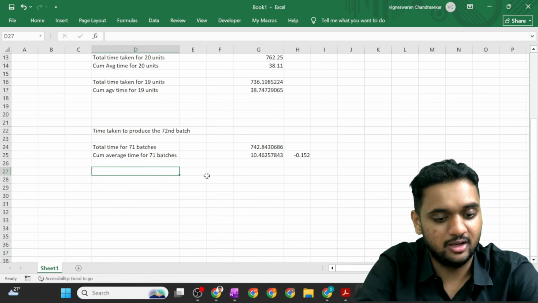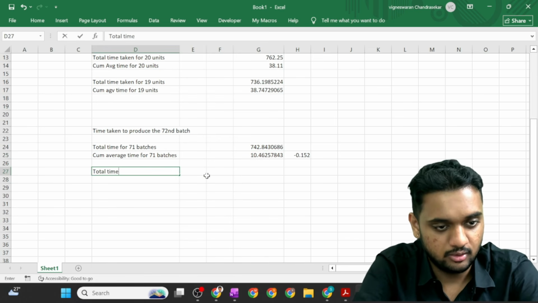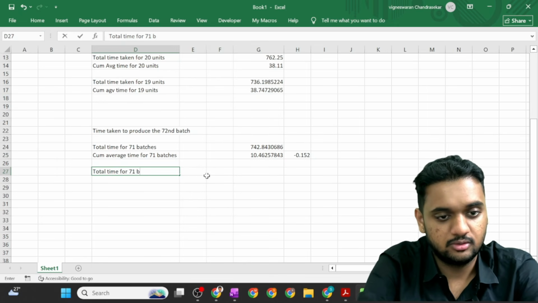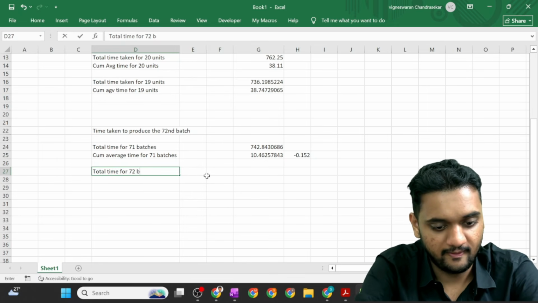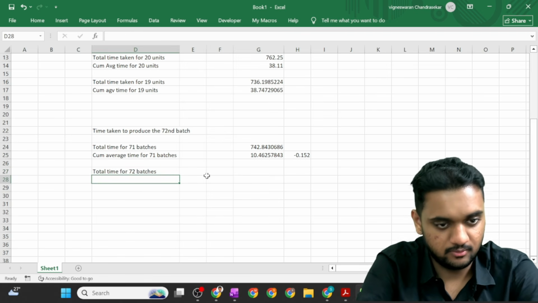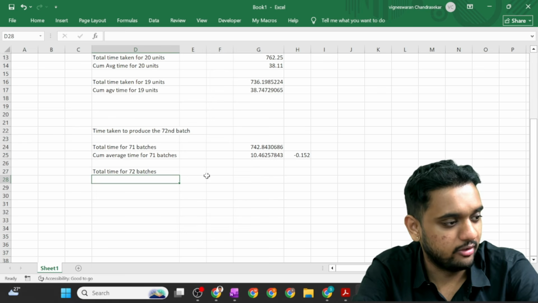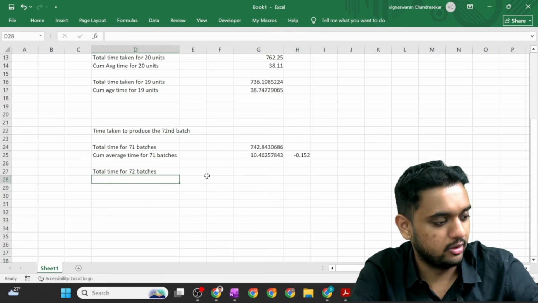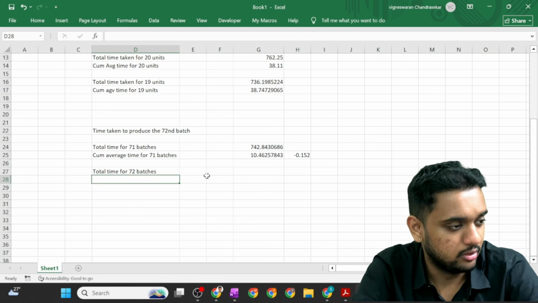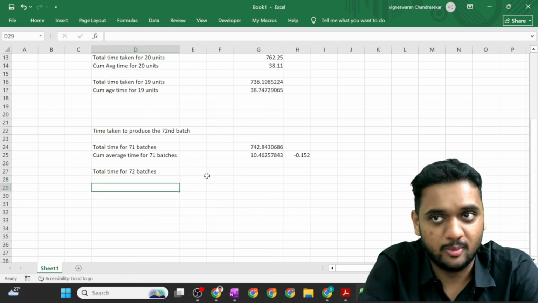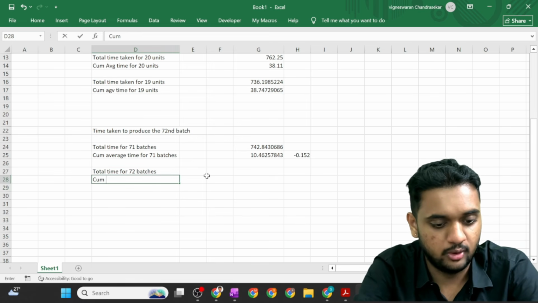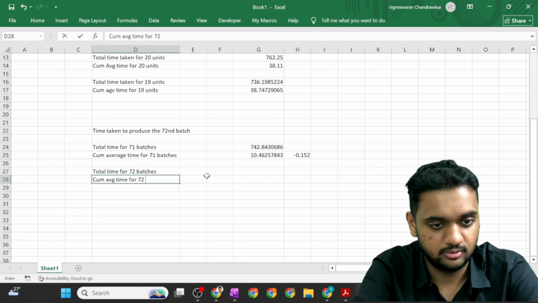In the same way, we have to find the total time for 72 batches. For that, when we use the formula, don't put equal to here. What you have to find out is the cumulative average time for 72 batches.